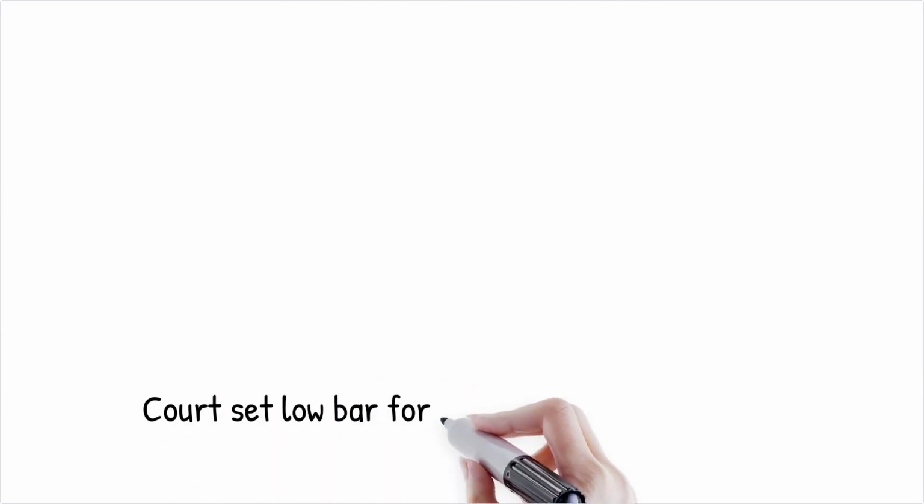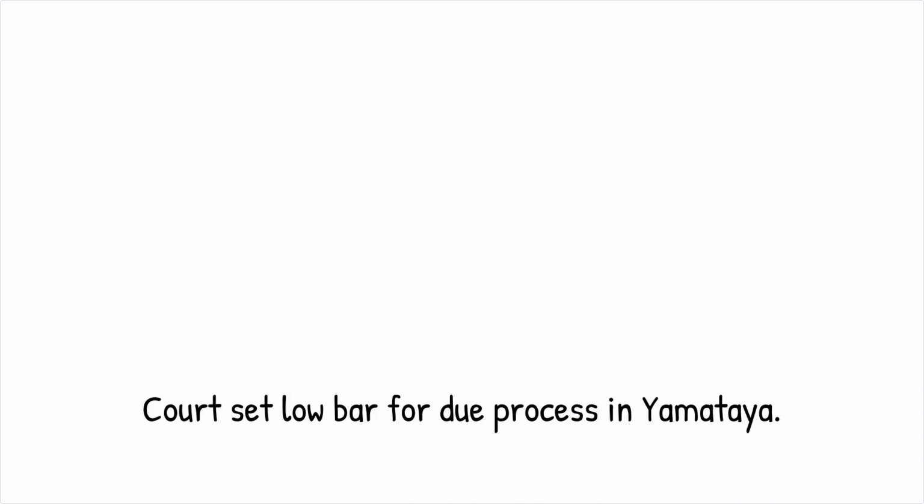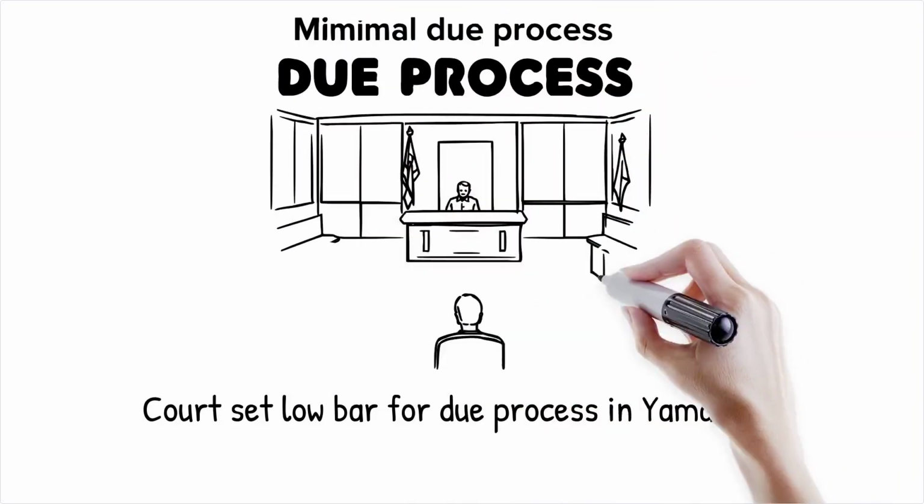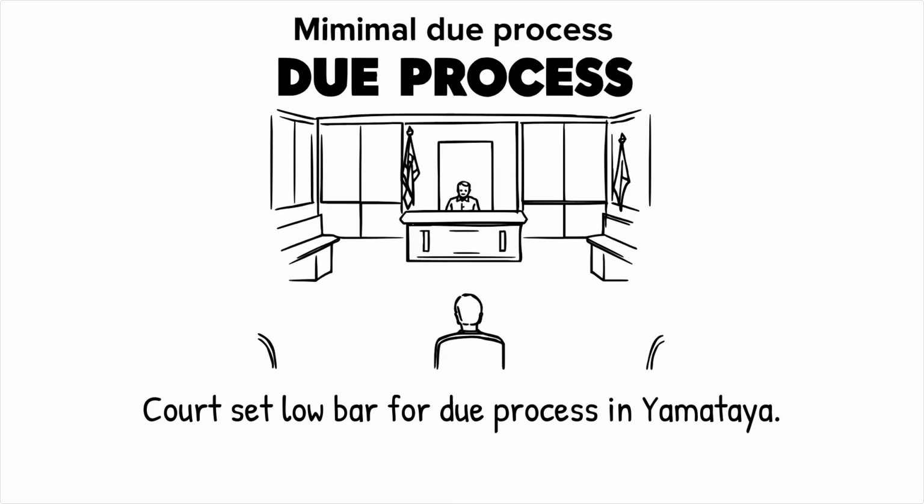Minimal standards. The court set a low bar for due process, accepting Yamataya's summary hearing as adequate despite her lack of counsel, interpreter, or full understanding of the process. This allowed continued administrative discretion in deportation.